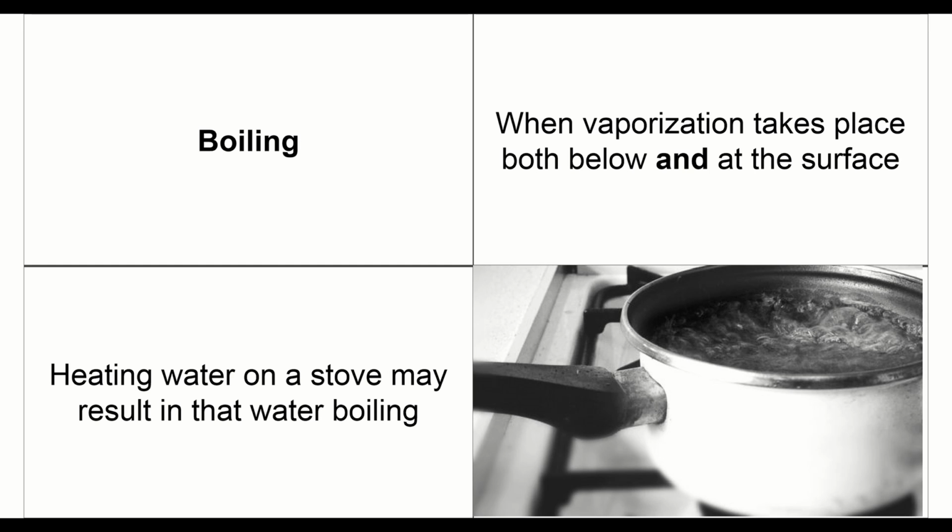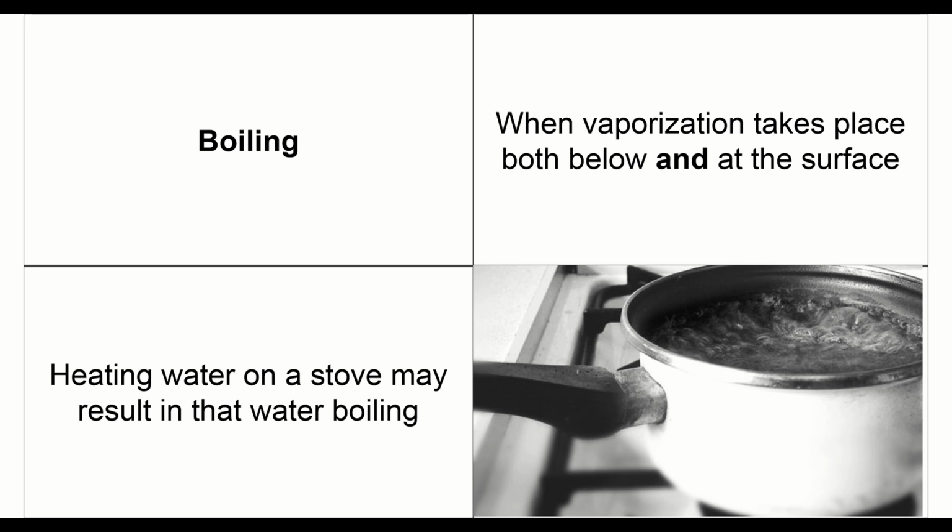Next, we can look at boiling. Boiling is when vaporization takes place both below and at the surface. We get some gas forming on the top of the liquid, and you'll see the bubbles of steam coming off. But it also happens at the bottom, because remember, the bottom of the stove is really hot. It's got a really high temperature, and that heat is then being transferred. Heat is the transfer of energy, so heat is going into the water, which heats it.